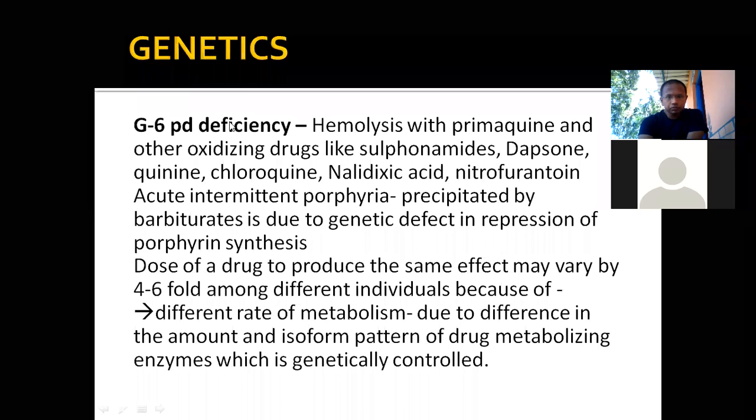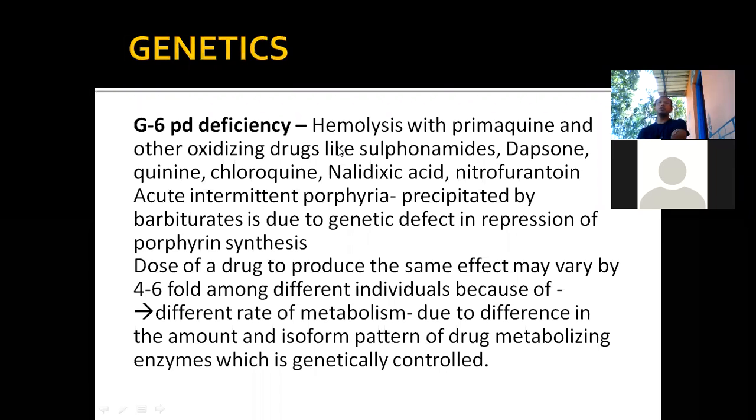Here G6PD deficiency is important. Primaquine is a drug which we commonly use in radical treatment of malaria, and this drug should not be used in pregnancy. Primaquine should be avoided in pregnancy. Rather, we go for chloroquine in case of pregnancy. If we use it, there can be G6PD deficiency, followed by which toxic reactions are expected.